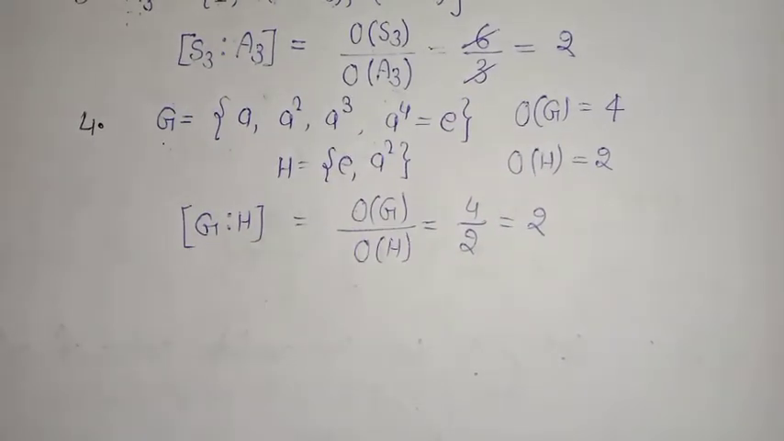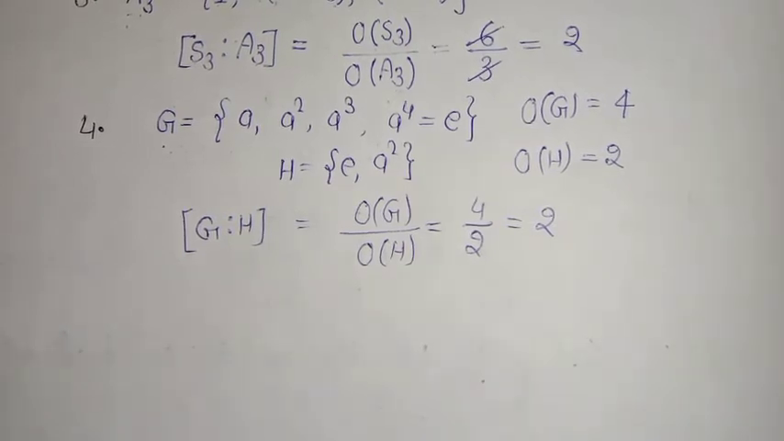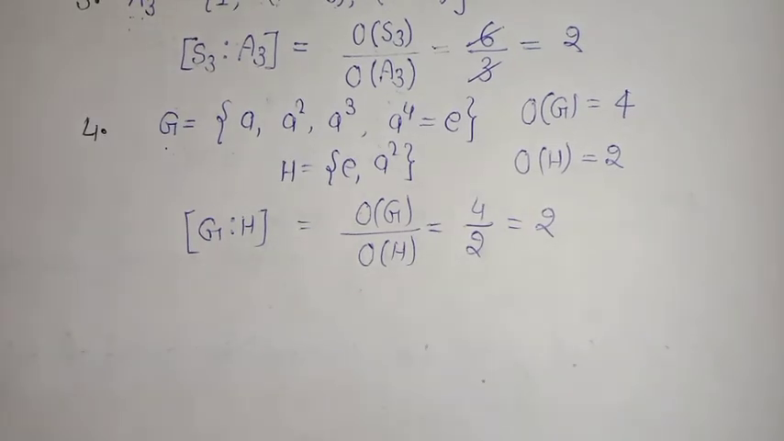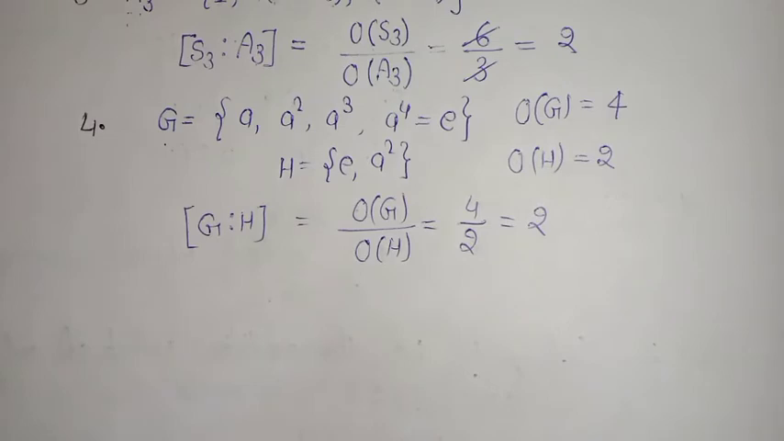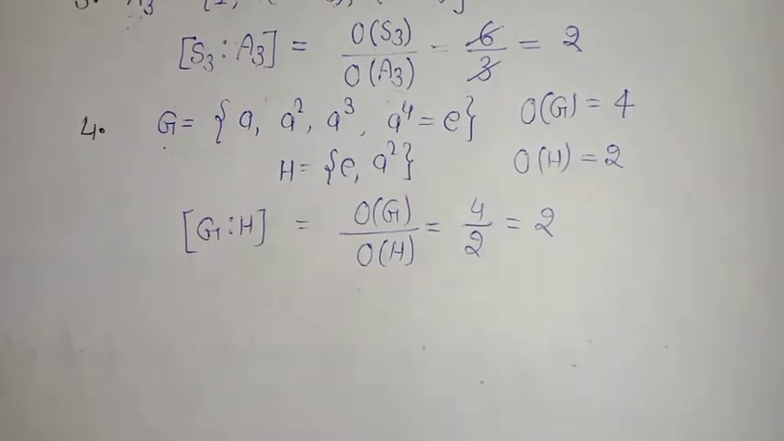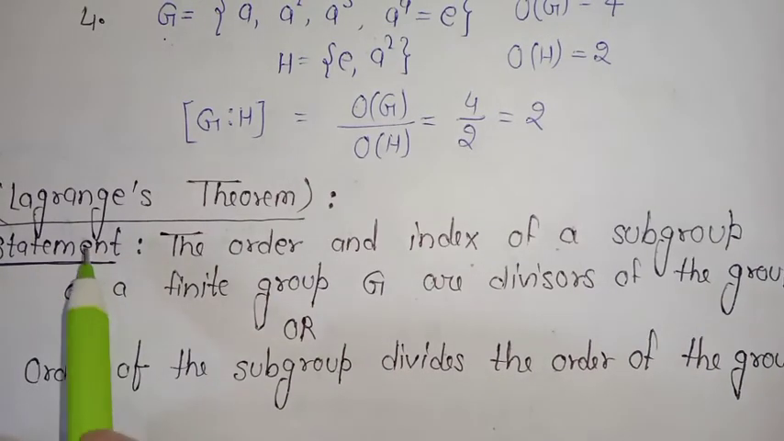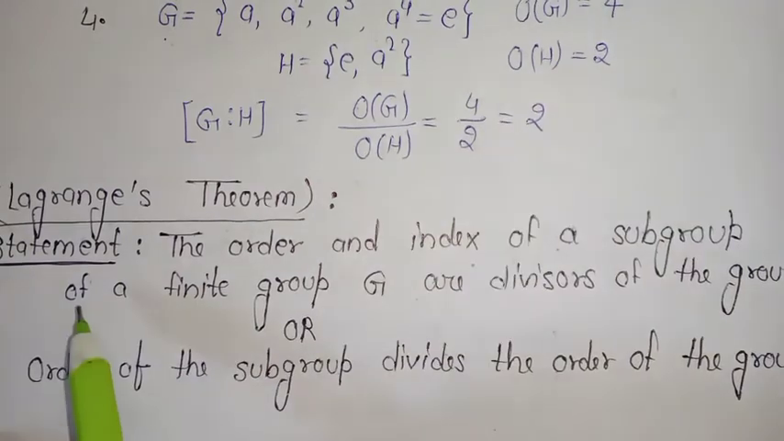Now I will discuss a very important theorem of group theory, and that is for finite groups, and this is a very famous theorem, and you should always remember it. This is known as Lagrange's theorem. Firstly we will discuss the statement of the theorem, and then we go for the proof. The statement is about the order and index. We all know about the index, I have discussed it earlier.